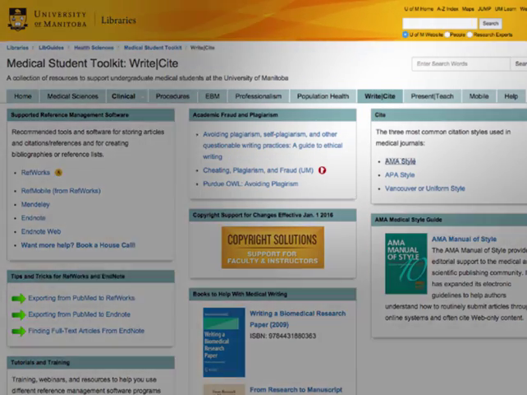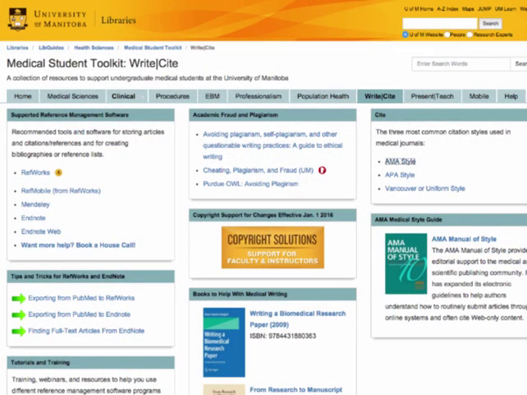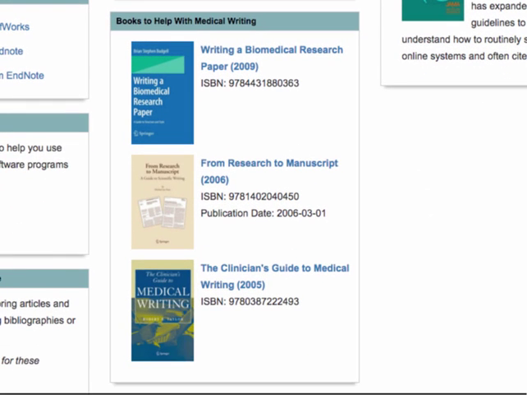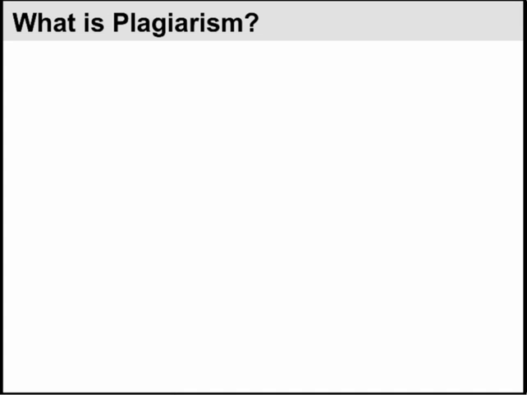In the Right Cite tab of the Medical Student Toolkit, there are additional resources that can help you, including information on avoiding plagiarism, links to some ebooks that would help with medical writing in general, the AMA Manual of Style, a complete guide to this commonly used medical writing style, plus some helpful websites on the 3 most common medical citation styles. In all writing, we should be careful to avoid plagiarism.